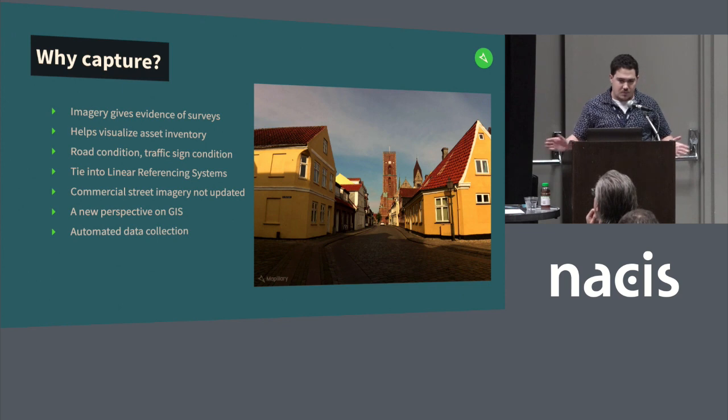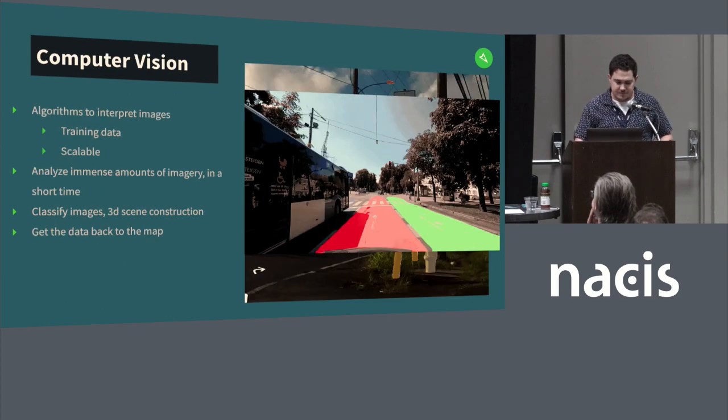So why capture street level imagery? Context, context, context. I talked a bit about street signs, key things that can be inventoried and classified using street level imagery, and it sort of gives you a different perspective on the geography that you're working with, a micro perspective.